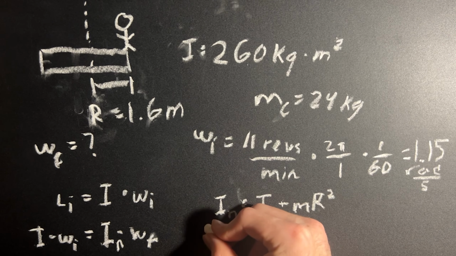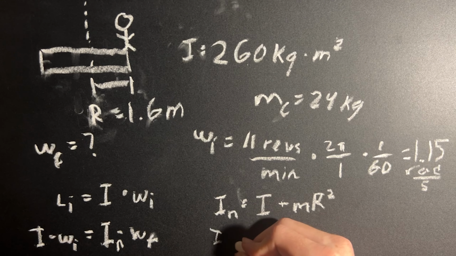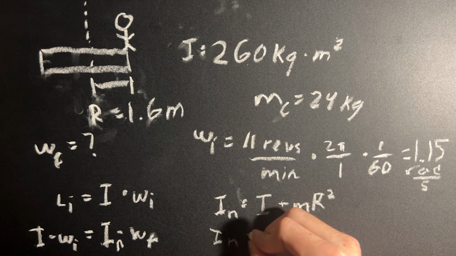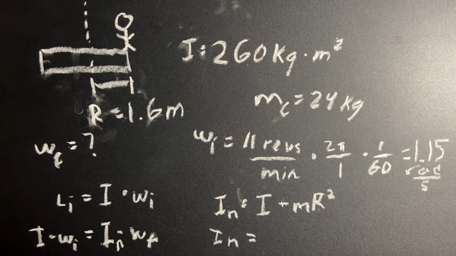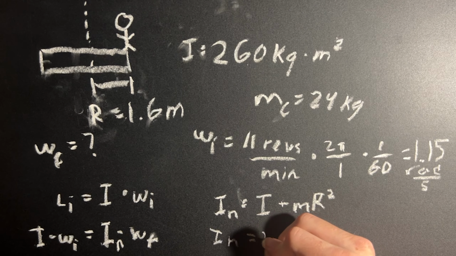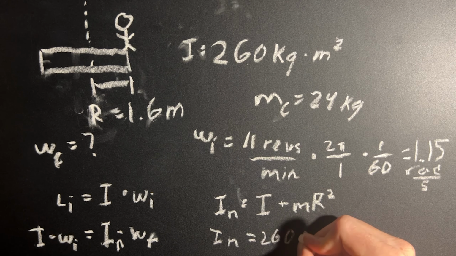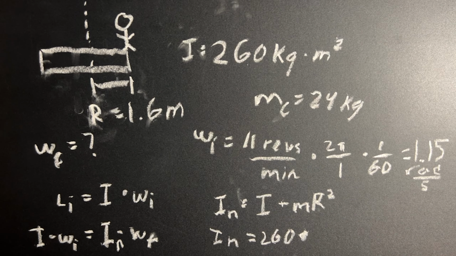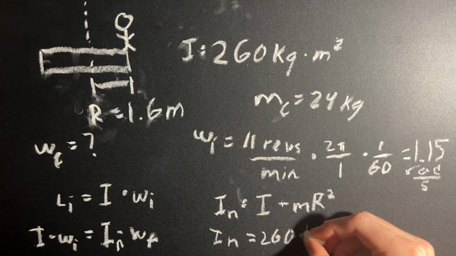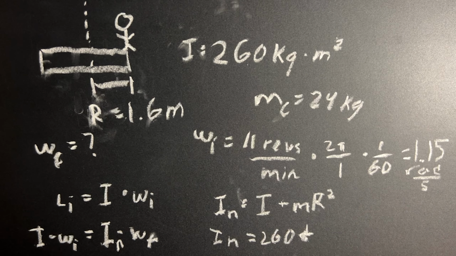Plugging in values, we'll get I new equal to the moment of inertia of just the merry-go-round, which is 260, plus, that's a really bad plus sign, I must admit. I apologize for my plus. That's a little messy.